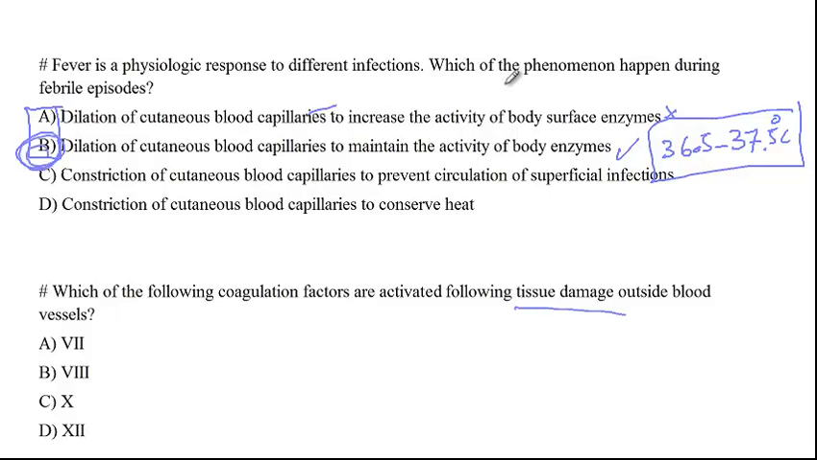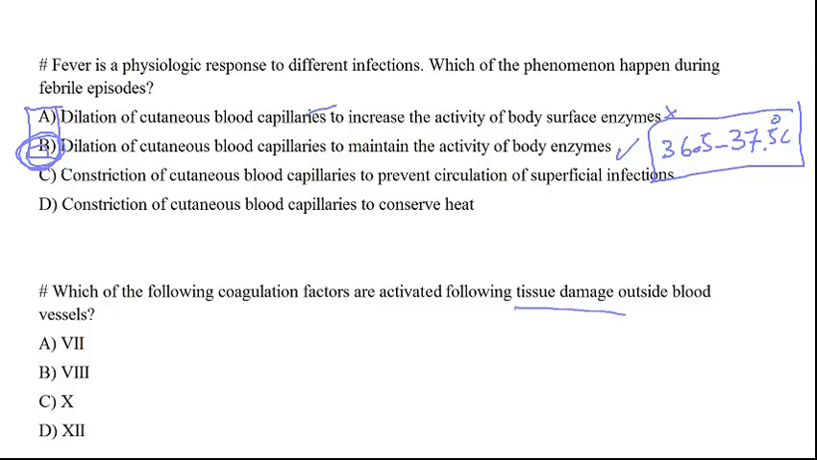Choice A, it doesn't make sense. We don't only want to maintain the surface body enzymes. Indeed, the surface temperature is probably low enough that those enzymes are functioning well. It's more the deeper enzymes that are in trouble, and so therefore dilation of the cutaneous blood capillaries helps us maintain the core body temperature of 36.5 to 37.5.